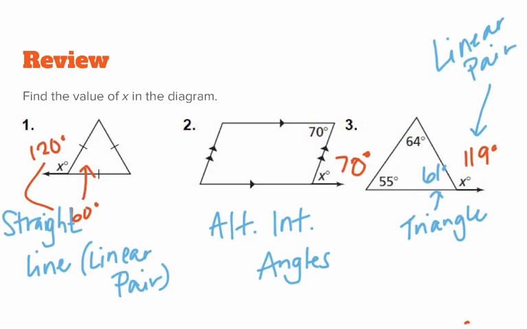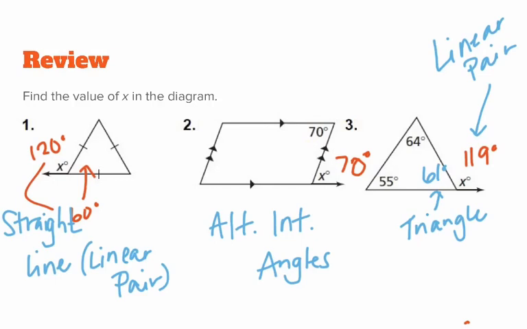So for the first one, the exterior angle x would be 120 degrees because each of the interior angles is 60 degrees since it's an equilateral triangle. And then those two form a linear pair, making x 120. On number 2, the value of x would be 70 degrees because they are alternate interior angles.